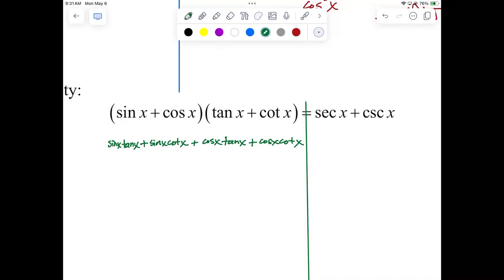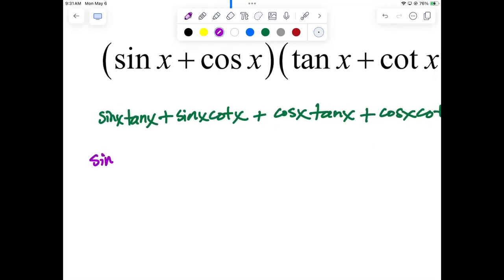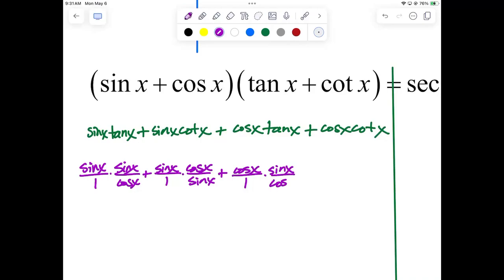In order to see if and how something simplifies, we should do what? Put it in terms of sine and cosine. So you could have done that as your first step. I think I heard Brady mention that. But I'm going to do it on the next step. So that becomes sine of x over 1 times tangent, which is sine x over cosine of x, plus sine of x over 1 times cotangent x, which is cosine x over sine of x, plus cosine of x over 1 times sine x over cosine x, plus cosine of x over 1 times cosine x over sine of x.